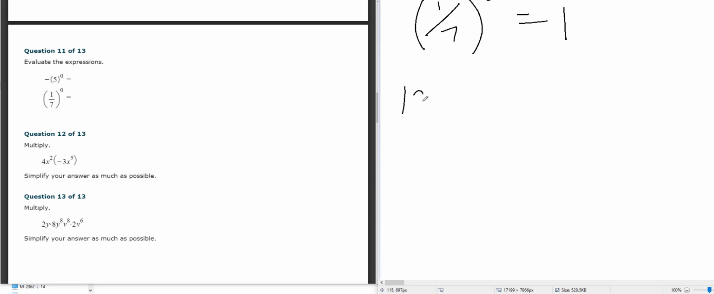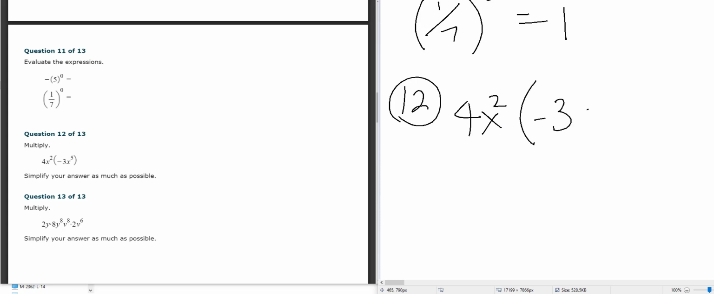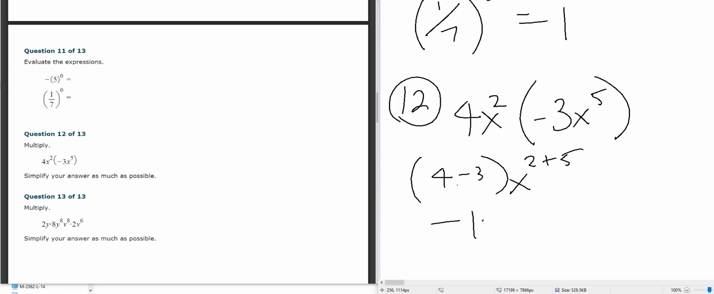So number 12, we already have the rules for doing this. It's a little bit of a review. 4x to the 2nd times -3x to the 5th. Coefficients get multiplied together, exponents get added. So it's -12x to the 7th for number 12.